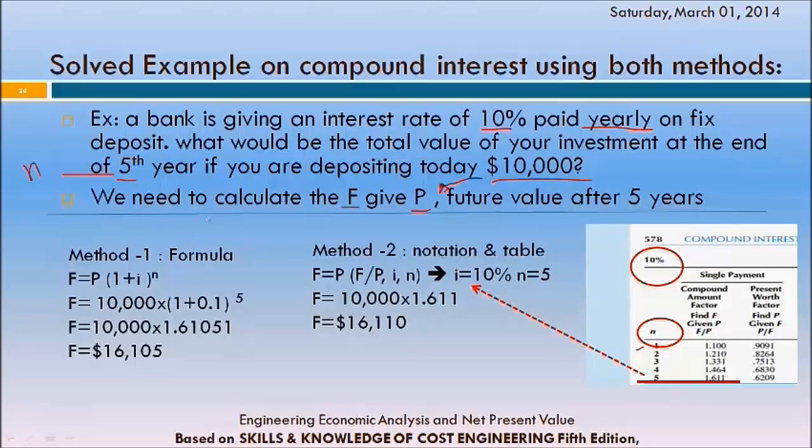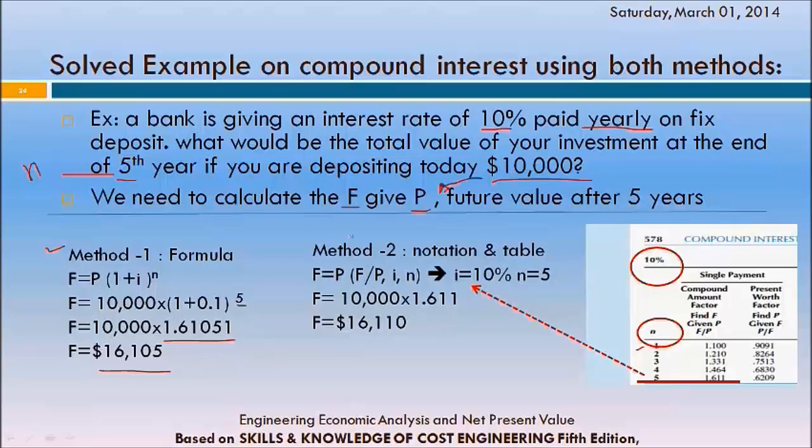We can do it in both methods. Method number 1, the formula as we did before: 10,000 into 1 plus I, 10%, close the bracket, to the power 5. After calculating, you're going to get 16,105. So $16,105 at the end of the 5th year.